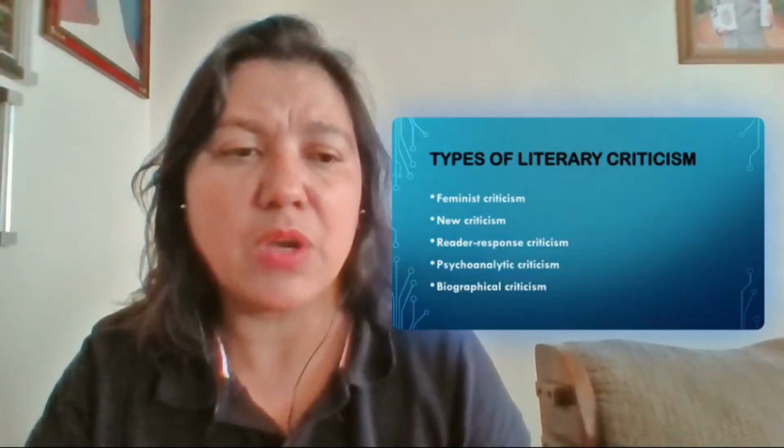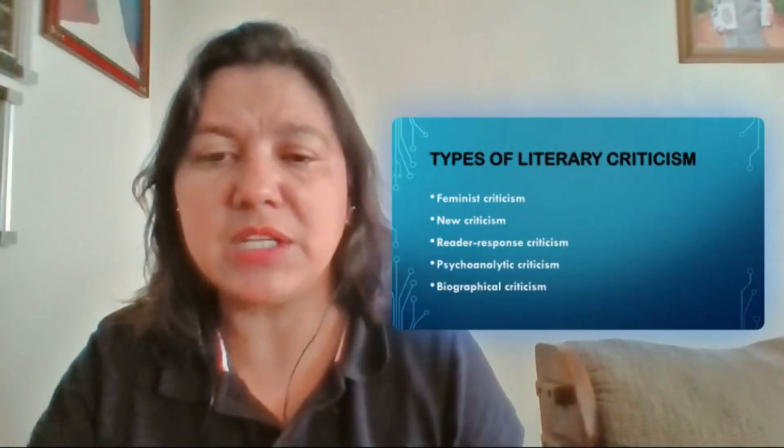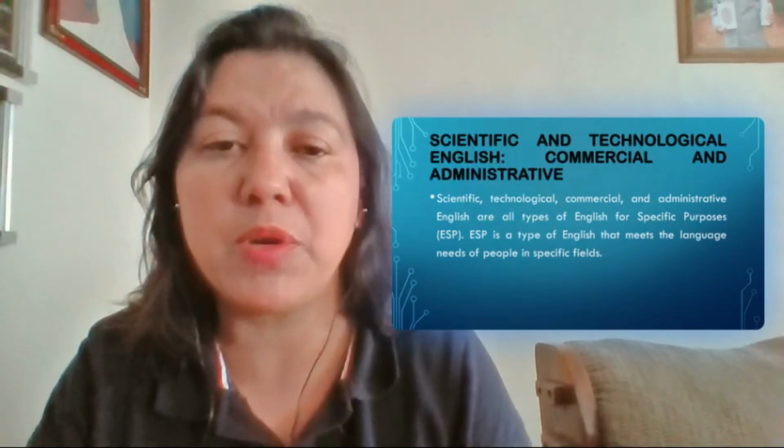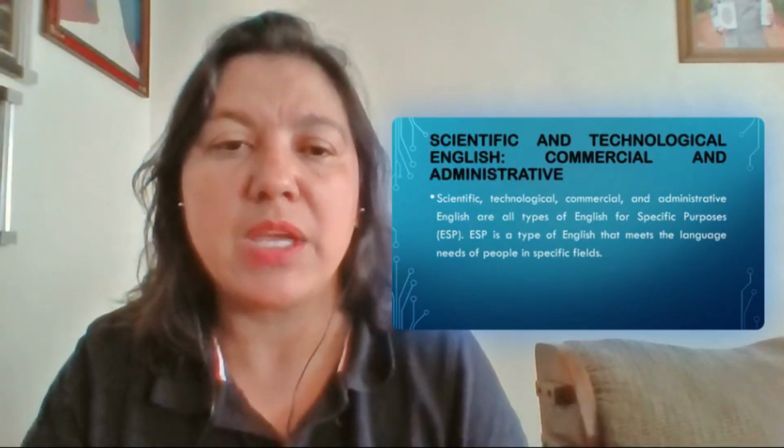And the last one, we have scientific and technological English. We have here just the definition. Scientific and technological, commercial, and administrative English are all types of English for specific purposes. ESP is a type of English that meets the language needs of people in specific fields.